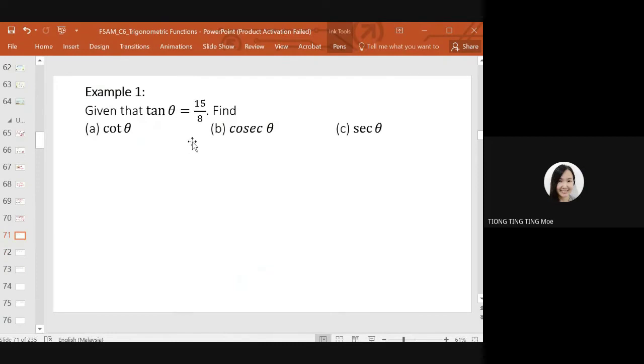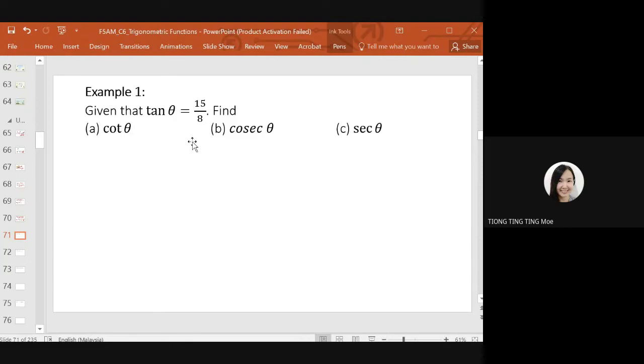So now try example 1. Given that tangent theta equals 15 over 8, find the cotangent of theta. The question is different from the last lesson. The last lesson gave you the question in decimals, but now it gives you fractions. You watch out for the question.